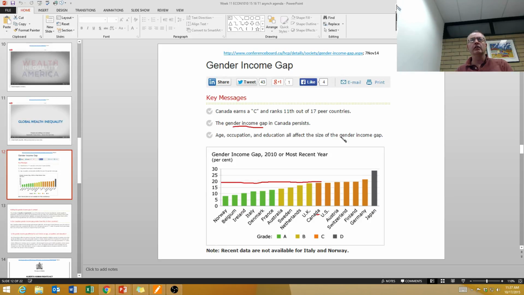This is 2010. So we have a greater difference in Canada between the genders than in Norway. In Norway, women earn only about 7% less than men. In Canada, it's about 20%. But we're not as extreme as Japan, where the difference is about 30%. Anyways, these are other Western countries. So we're in the middle of the pack.